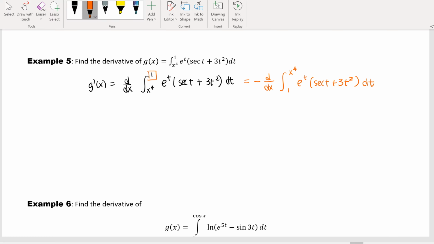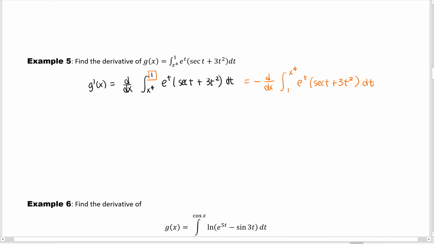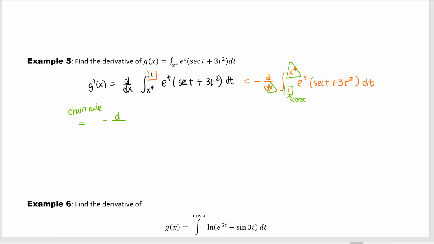Now, what happened? So now the lower limit is a constant. Good. But the upper limits, are they the same? No. So what do we need to do? We're going to do chain rule. So chain rule, what do we want to match here? We want to have x to the 4 there. Okay, so if we put x to the 4 there, we also need u prime, d x to the 4th dx.